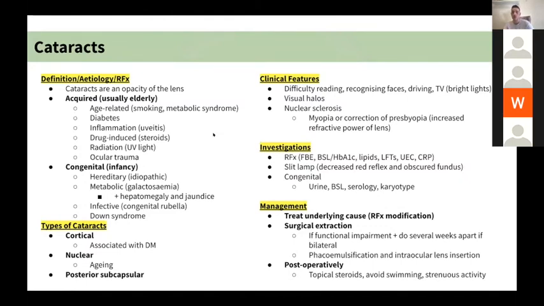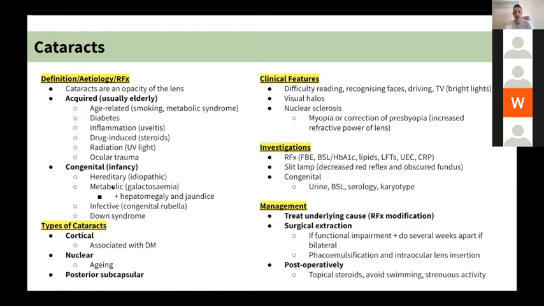So moving on now to gradual visual loss. We've got cataracts, which is the first one. This is an opacity of the lens, and it can either be acquired or congenital. Acquired is usually in the older population, so usually age-related, diabetes, certain inflammatory conditions, and drug use with steroids, usually the most common ones, or it can be congenital, so two different groups of people that get cataracts.